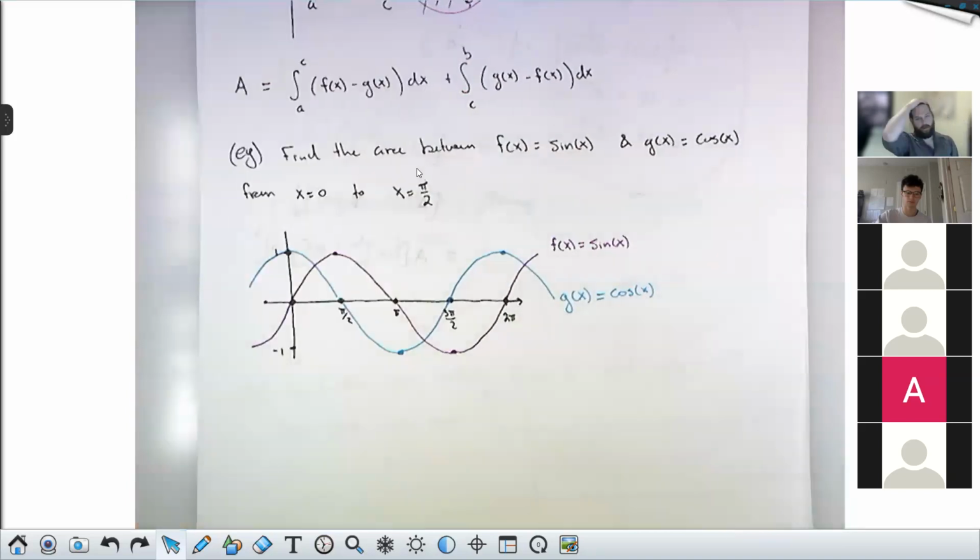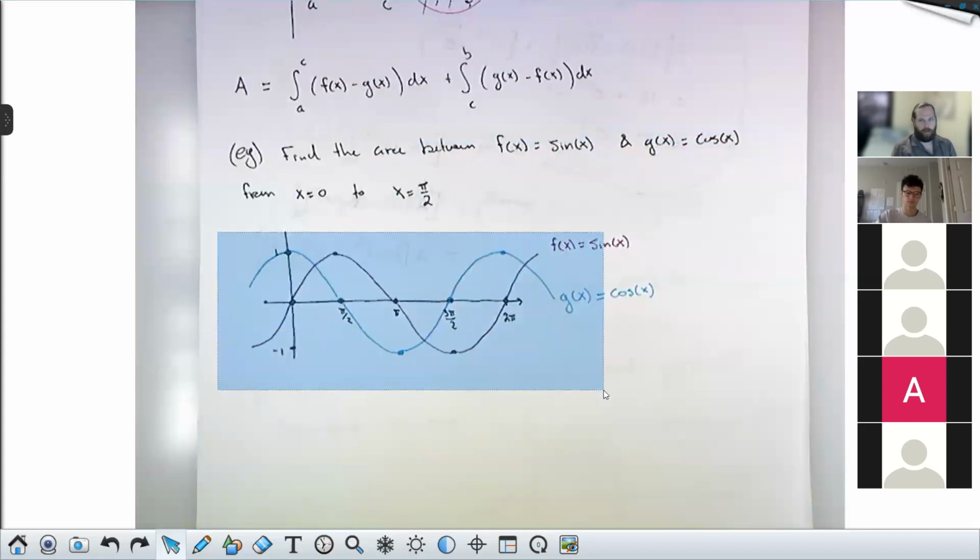All right, so here are sine and cosine sketched from 0 to 2 pi. We want the area between those two curves from 0 to pi over 2. Before I start setting up the integral, are there any questions about these graphs?